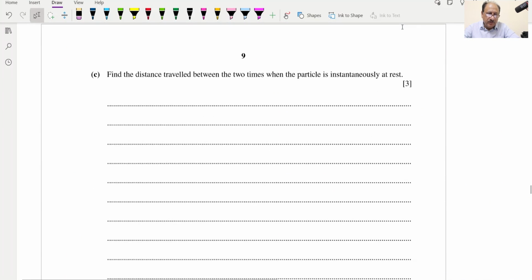Next, part C says find the distance. So the velocity equation is given, we know to integrate and find the distance. Find the distance traveled between the two times when the particle is instantaneously at rest, and we got those 2 points. Instantaneously at rest was at t equal to 1 and t equal to 1.5, so I have already calculated these closer to the drawing in part A, and now we can integrate.